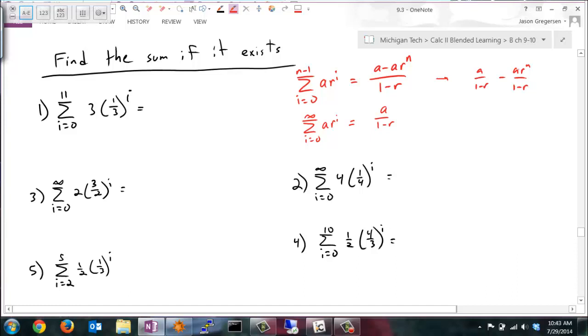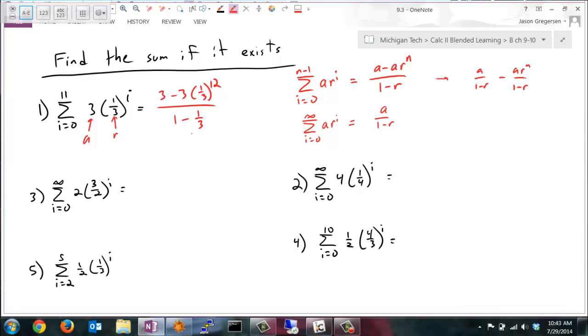But let's look at the first one. a is 3. r is 1/3. How many terms are there in this series? 12. I'm starting at i equals 0 and I'm counting up to i equals 11. That's actually 12 terms. So there are 12. So this should be 3 minus 3 times 1/3 to the 12th over 1 minus my r value. Or you can say my formula says n minus 1 is up here. If n minus 1 is equal to 11, what's n? 12. Either way you think about it, you have to make sure you account for it.